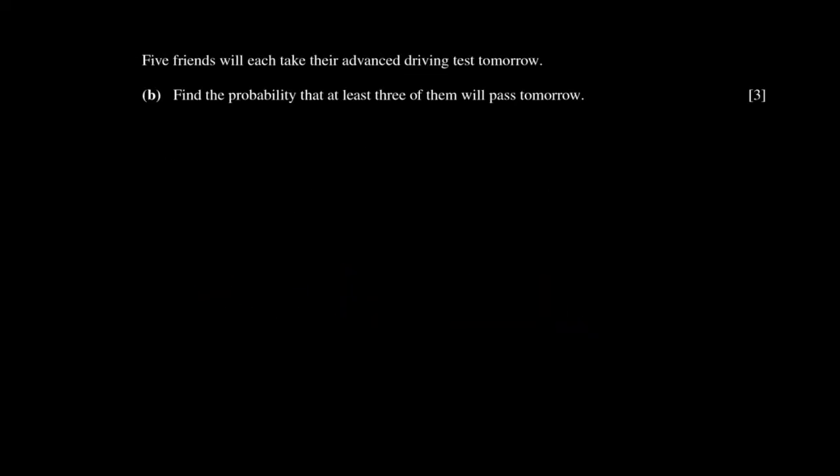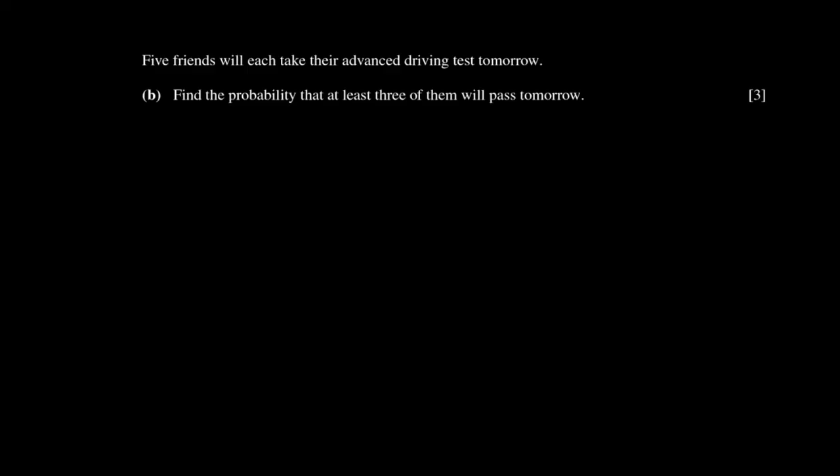Okay, then part B of this question, 5 friends will each take their advanced driving test tomorrow. Find the probability that at least 3 of them will pass tomorrow. Now, this is a classic thing they like to do with these questions, is they like to change the distribution midway through the question. So when we started in part A, we had a geometric distribution, which is basically the number of attempts that it takes until we have a success.